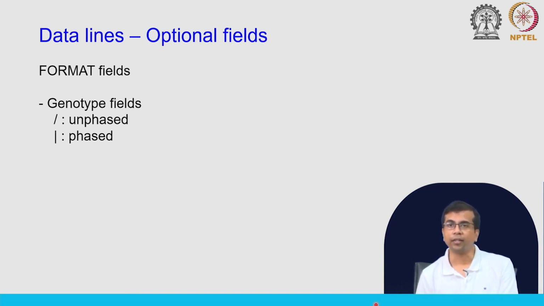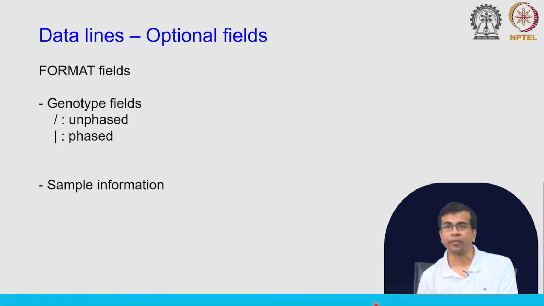In the optional fields, you can also have the genotype fields, and you will see two signs, one for unphased genomes and another for phased genomes. We have talked about phasing when discussing the variant calling analysis pipeline, and this is applicable for diploid genomes. So, for example, if you are working with human genome data, you will have this phasing information there.